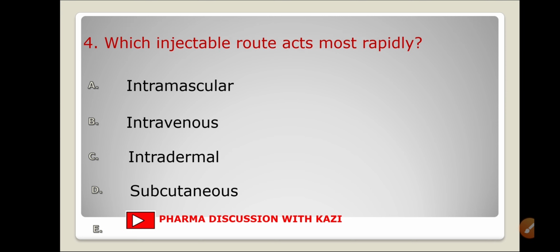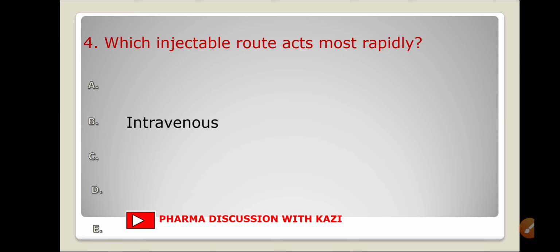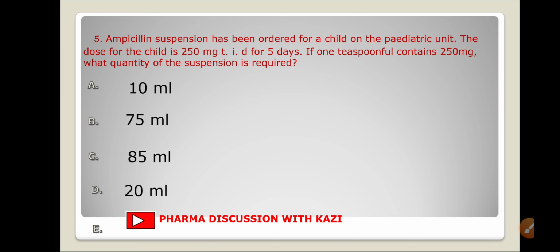Next question. Which injectable route acts most rapidly? The options are intramuscular, intravenous, intradermal, subcutaneous. The correct answer is intravenous. The intravenous route provides 100% bioavailability of the drug. It also bypasses the hepatic first pass effect. Next question.